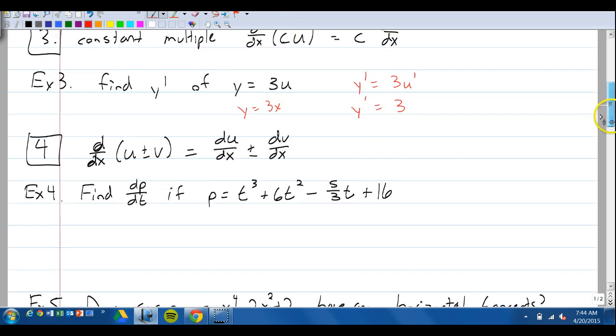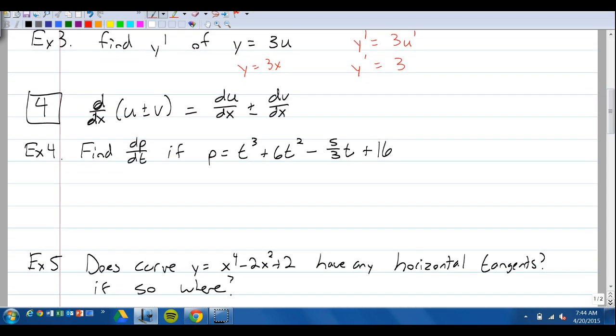Alright, next one. This is basically saying if you have two things that are added together or subtracted, you can take the derivative of the individual pieces and then just rewrite it, so take the derivative and then add and subtract them.